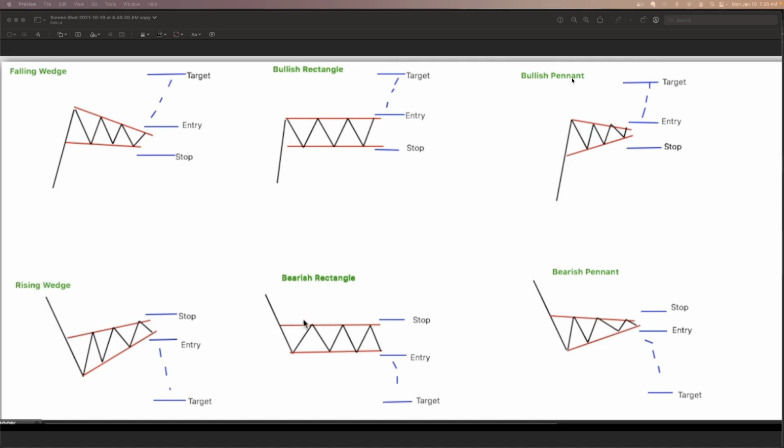Bullish Pennant, same thing. It's very similar to the falling wedge, only instead of a descending support level, you have a rising support level. Previous price action is very bullish. You hit this wall of sellers. Then you have support of buyers. And again, you have sellers, buyers, and it just keeps on going until there is a break of that pattern.